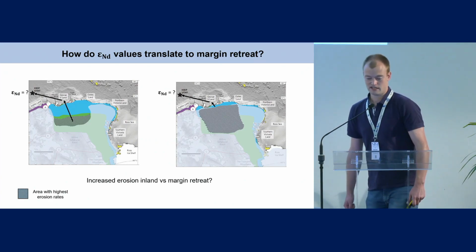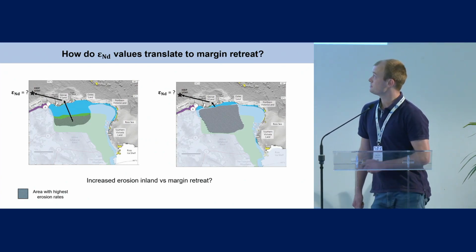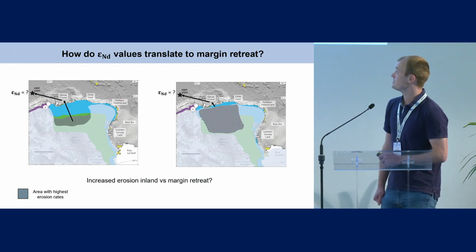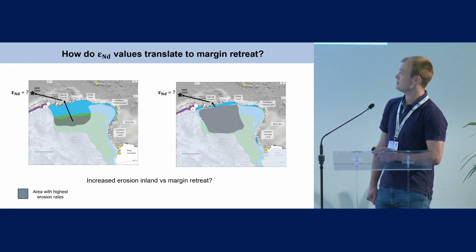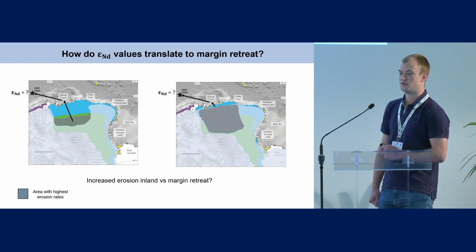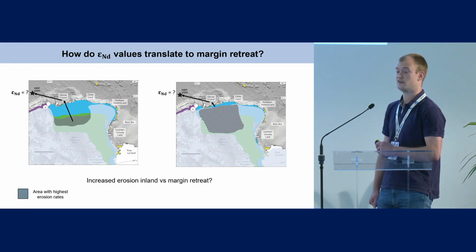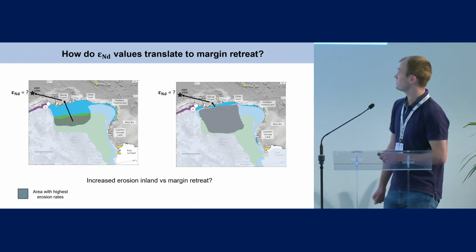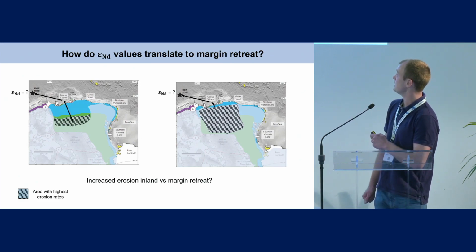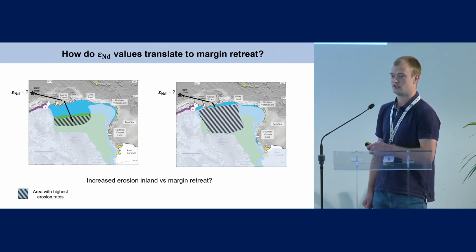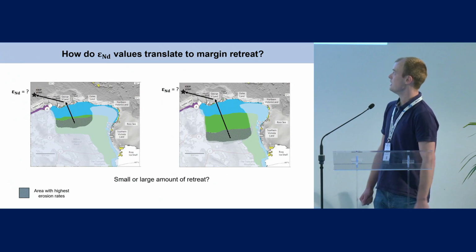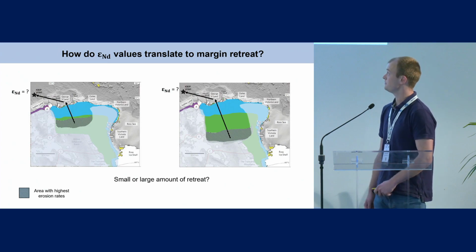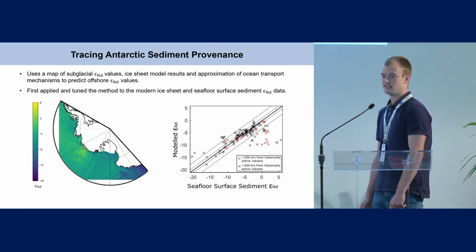However, it's not really that straightforward, so you can't necessarily directly translate your epsilon neodymium value at the core site offshore into an amount of retreat. For instance, it's hard to differentiate between, say, retreat of the ice sheet margin, like on the left here, versus just faster flow inland, increasing erosion rates further inland, because what we're really recording is where erosion and transport were happening in the past. So it's hard to directly translate this ice sheet margin behavior into an epsilon neodymium value. And similarly, it's hard to say something quantitative about the amount of retreat, whether it's a small or larger amount of retreat.